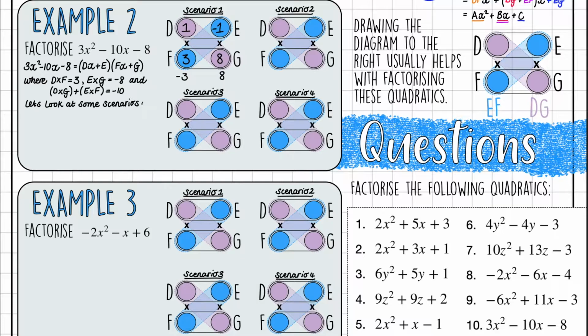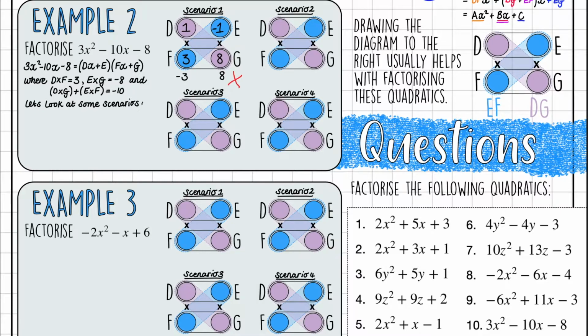And we need to have dg plus ef equal to minus 10, i.e. we need to have these two numbers adding up to minus 10. Now we have minus 3 plus 8, which is 5. Therefore, we haven't satisfied this final rule. So this scenario doesn't work for us.